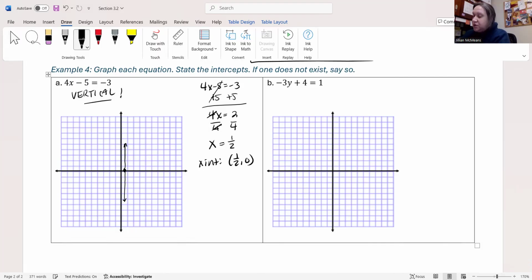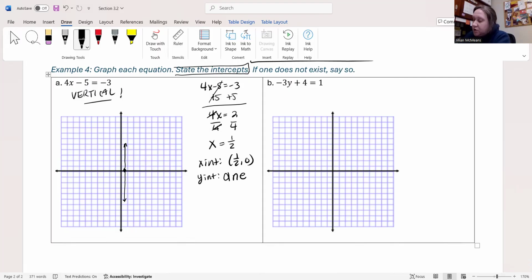Now, if you needed to answer the question, what's the y-intercept? Because the example does say state the intercepts. In this case, we don't touch the y-axis. So we would say the y-intercept does not exist. Just D and E does not exist.